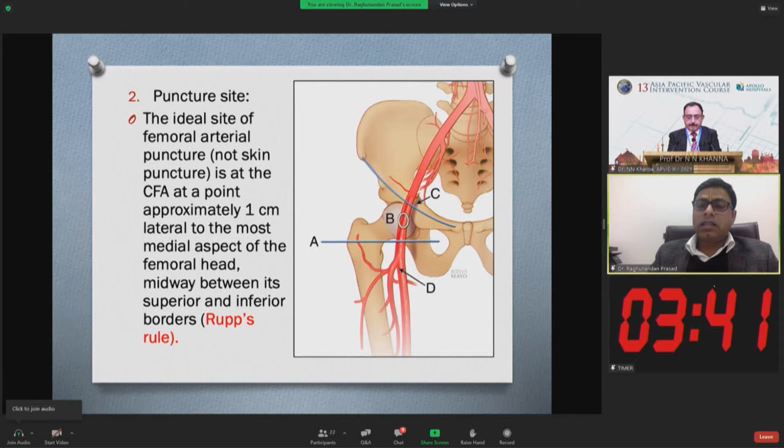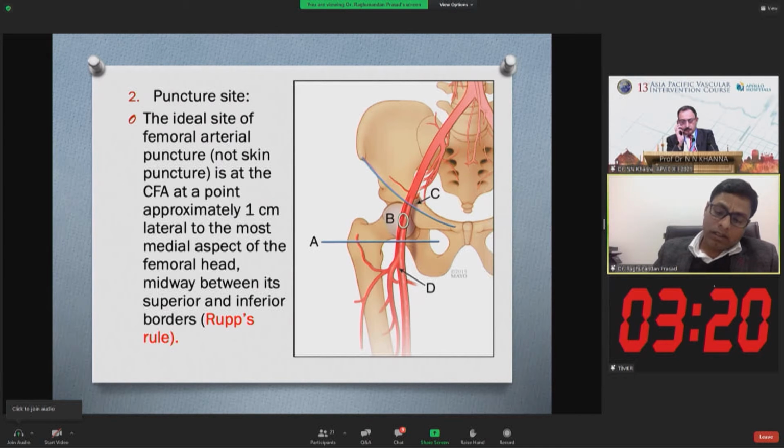Please note, this is the ideal site of femoral artery puncture. This is not the ideal site for the skin incision. The skin incision should be 1 to 2 centimeters down from this target area, roughly at the lower head of the femoral artery, which offers a safe skin entry site. If we enter from here, we will most probably puncture the common femoral artery in the desired location.